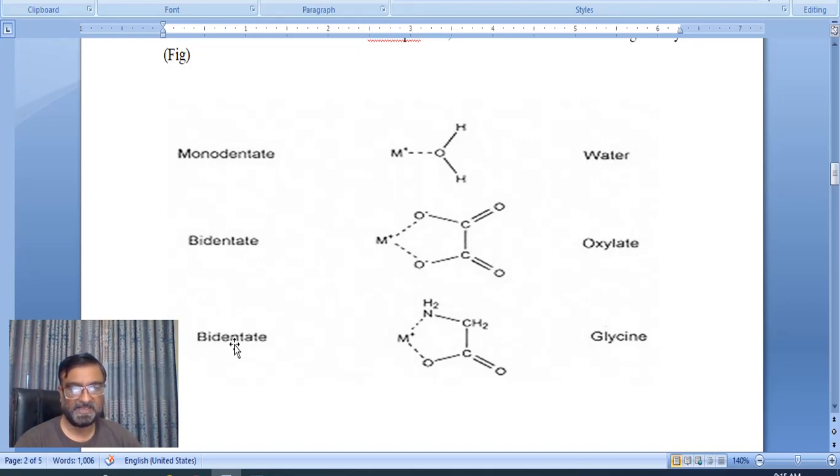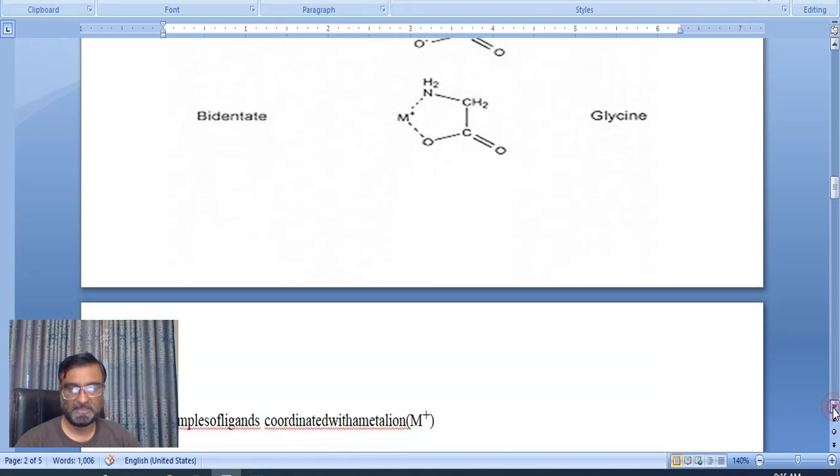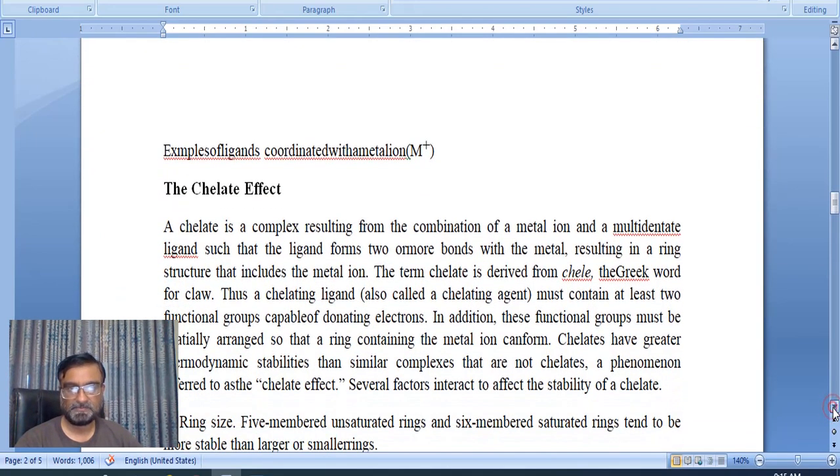Another bidentate example is glycine. Glycine is an amino acid. You know the COOH, CH2, and NH2. Again, this metal ion is combining at two places, with the O and with the NH2. So this is the concept of how the coordination of the mineral takes place with other substances.